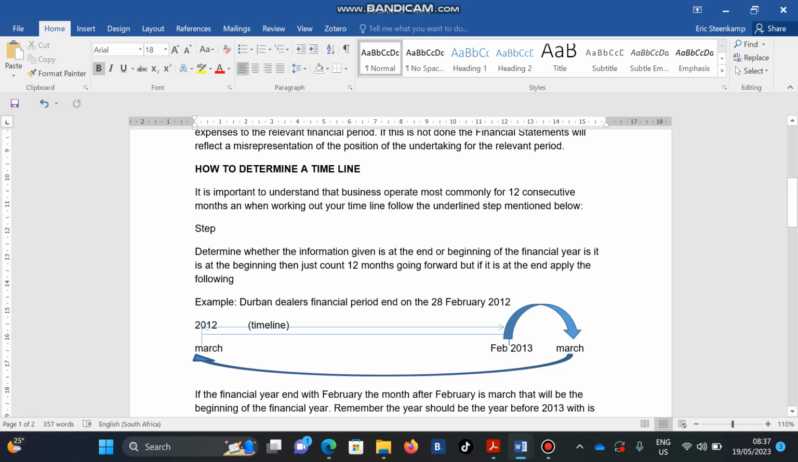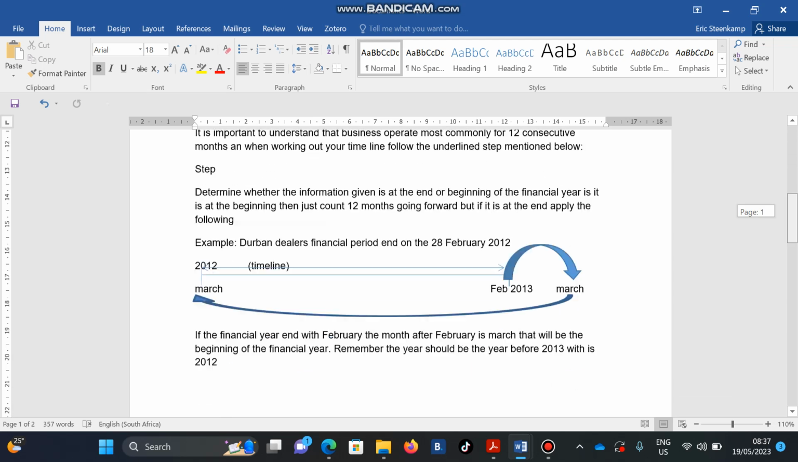Let's repeat. If they give us the end of the financial period as February 2013, we say, what is the month after February, which is March? Meaning March would be the beginning. So it's the month ahead, the year before. The month ahead, but the year before. So if it was October, then it would be November 2012. If it's September here, it will be October here, and so forth.